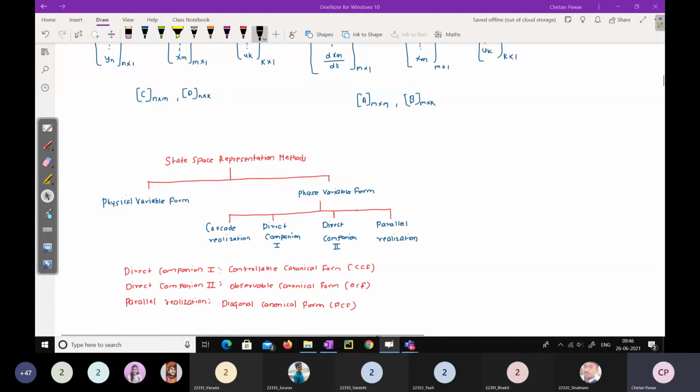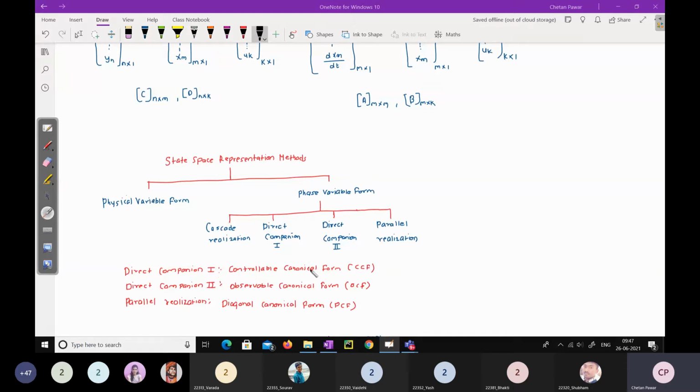Now, if you want to represent any system in state space, there are different methods, like the physical variable form and the phase variable form. Physical variable form means in terms of physical quantities; we will see this when we consider examples. In phase variable form there are four types: the cascade realization, direct companion 1, direct companion 2 form, and parallel realization. What is meant by direct companion first? That is the controllable canonical form. What is meant by that?